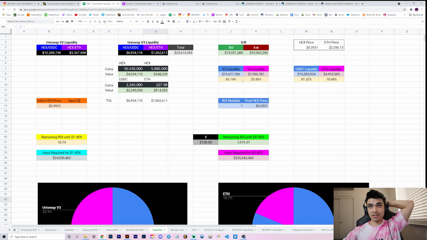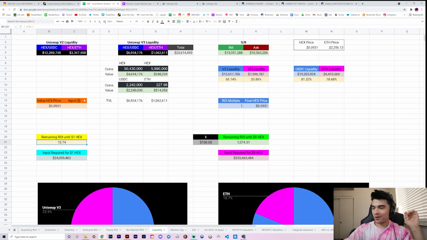But yeah, with that said, there's plenty of liquidity for people to scale in and out of this market, as we've seen, again, verifiable on chain. We like to have fun with this calculator here, where we have our remaining ROI until $1 HEX, and it's only 10.74x remaining until $1, and the input required for $1 HEX is just $24 million.